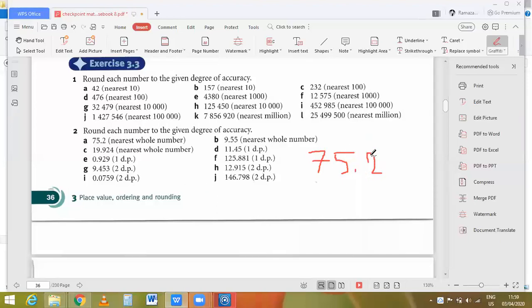Or what you can do, since it's asking for the nearest whole number, is look at this number. This number is this 2. My decider is less than 5. That's why I will go down. So the answer is going to be 75.